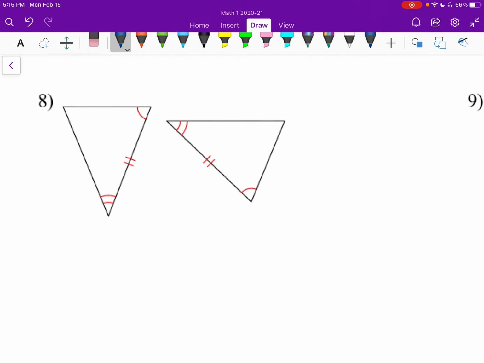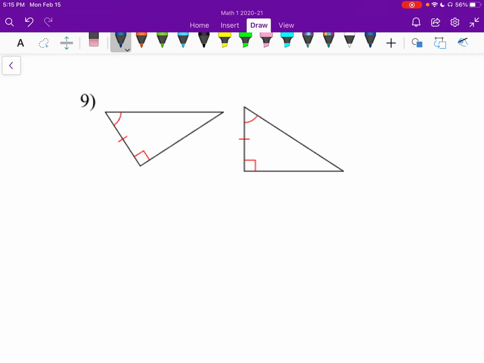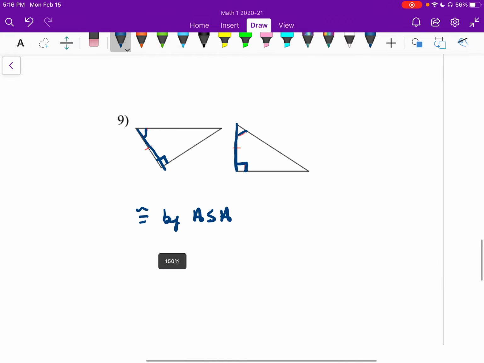Oh my, we've got another set of angles, then the sides, then the angles again. So again, this is congruent by angle, side, angle. Well, good grief. This one's also going to be angle, side, angle. Here we have the angles. Here are my 90-degree angles, my sides in between them, and my other angles. This is also going to be congruent by angle, side, angle.